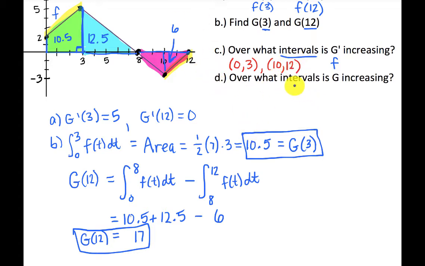Okay, question D is asking what intervals is g increasing? Not g prime, but g. So g is represented by these areas, which means we're essentially just looking for where f is positive.